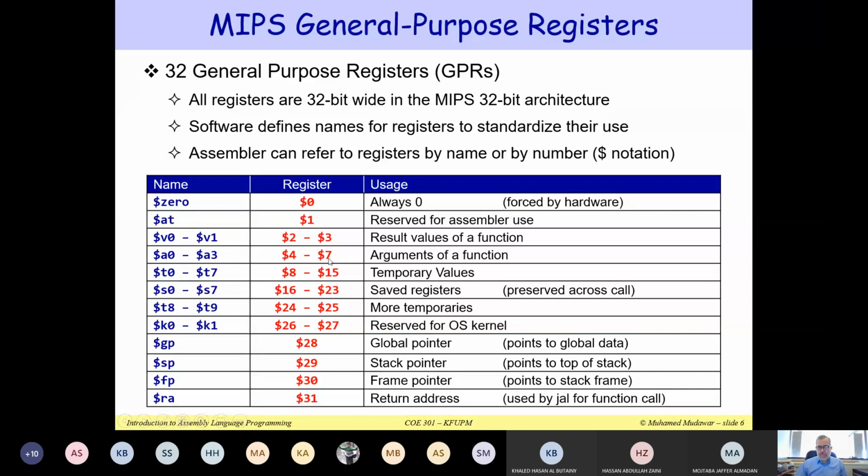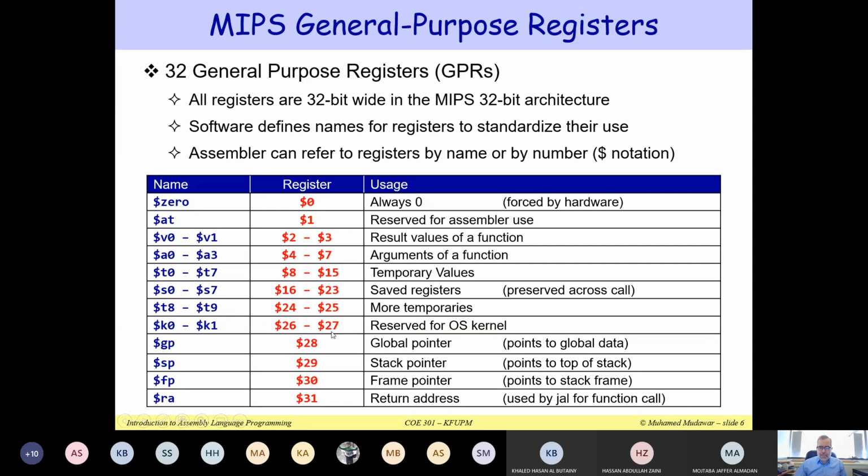This is how we write functions in assembly. I'll come back to functions in great detail later. After I finish this introduction, I'll talk about many things, including how we write functions in assembly. There are registers that store just temporary values, like register 8 to register 15. These are called T0 to T7. Now, some registers have to be preserved across function calls. We call them saved registers, S0 to S7. There are more temporary registers, 24 and 25. These are called T8 and T9.